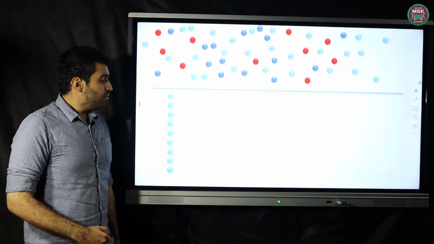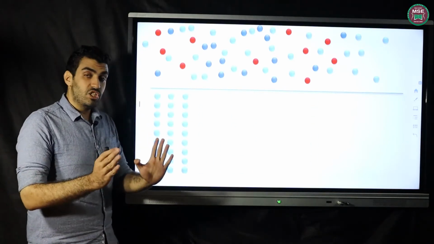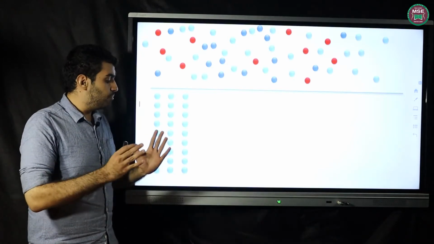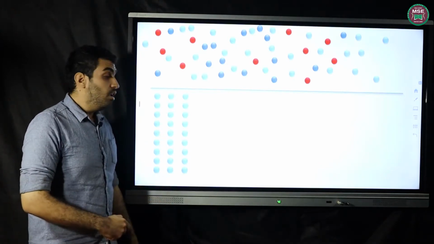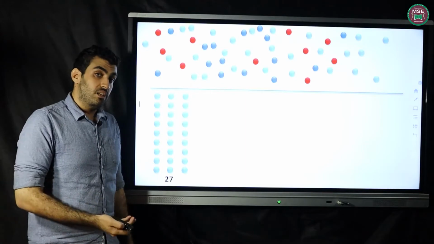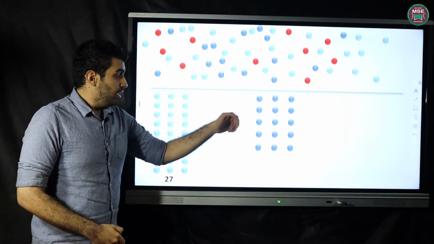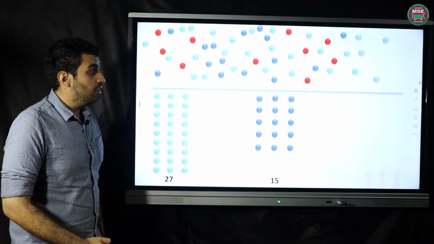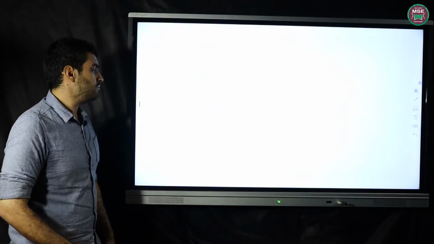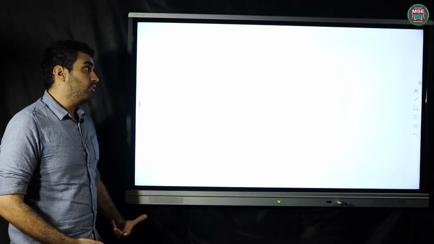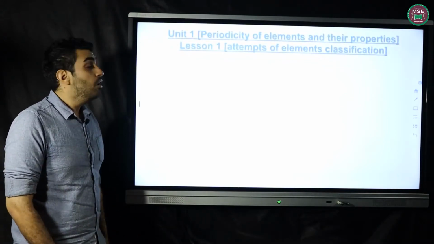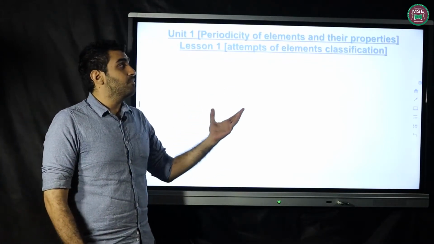But if we arranged them and we grouped each color together, each colored balls together in a group, we can count them more easily. 3 times 9, 27. 3 times 5, 15, and so on. Okay? After that, we are going to start our lesson, which talks about attempts of elements classification.